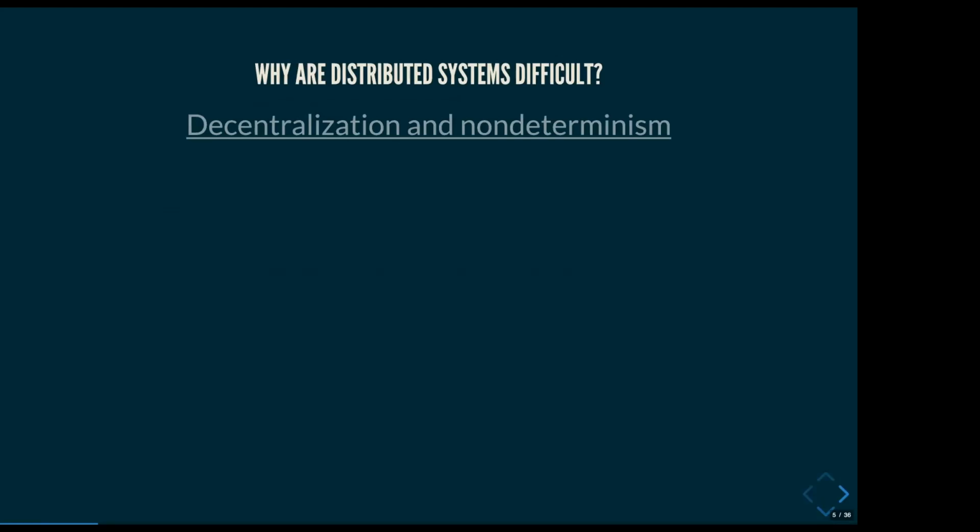So if we focus on what makes distributed systems difficult. One reason you might distribute is you might want to improve the performance of a system. Another reason might be that you want to improve the availability of the system. And in doing so, you introduce non-determinism.